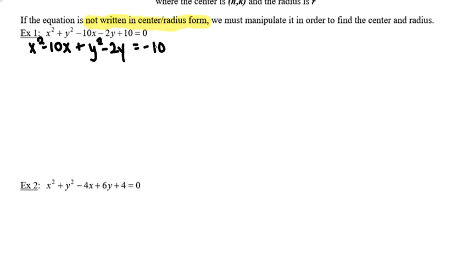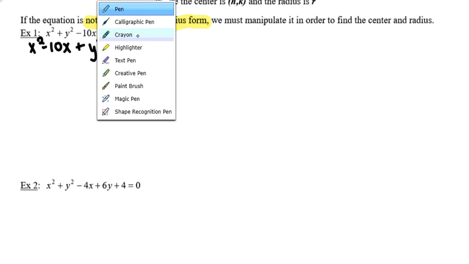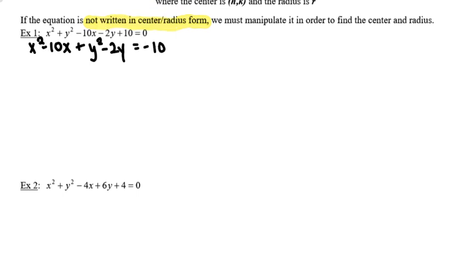The second step of this process is to actually do what's called completing the square. You saw this last year in your algebra class for parabolas. Now we're going to do it in geometry for circles. What's different this year is we're actually going to complete the square twice. We're going to complete the square first for the x terms, and then a second time for the y terms.